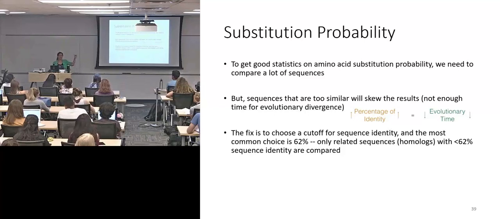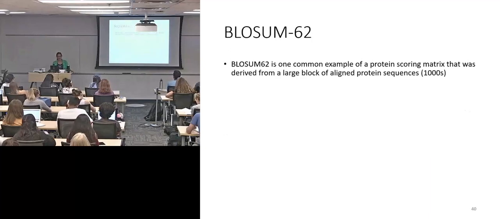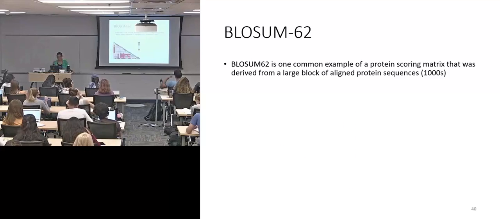The first video link on the first page of this slide talks a little bit about choosing it. And like I said, it goes through all the stats of building the matrix from scratch, if that's of interest to you. I do find it very cool, but I don't have time to teach you. So BLOSUM62 is the one we're looking at. It's a very common example of a protein scoring matrix. It was derived from a very large block of aligned protein sequences. Like I said, you need at least 1,000.